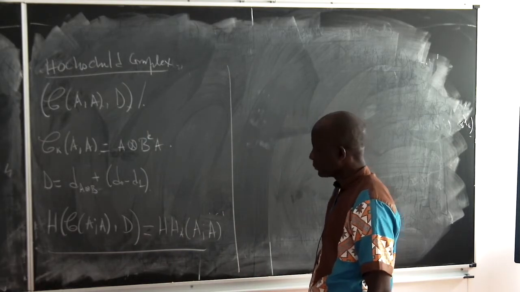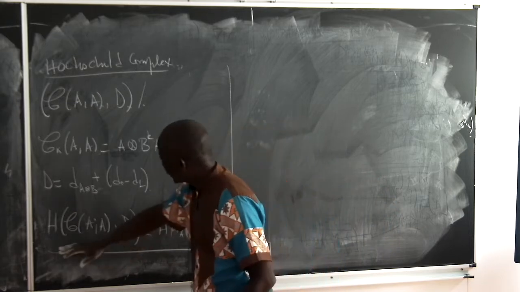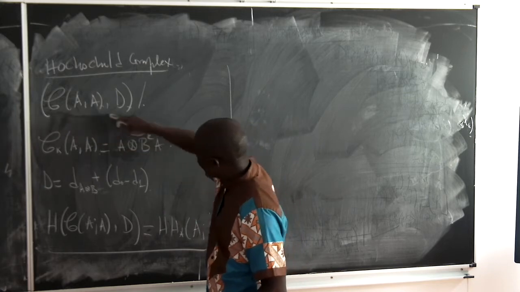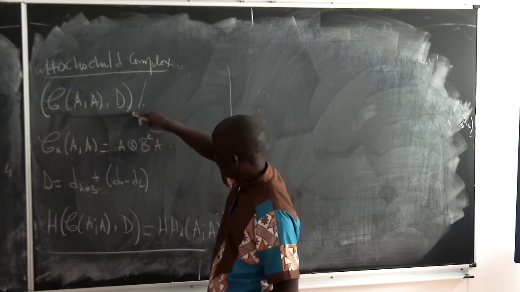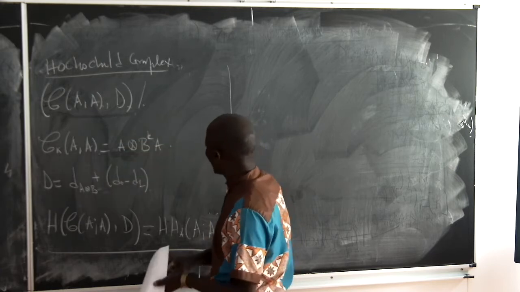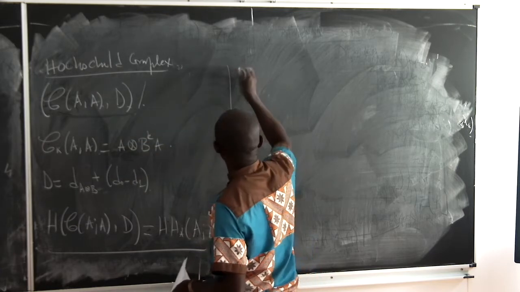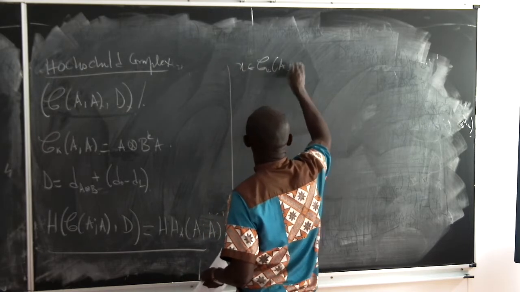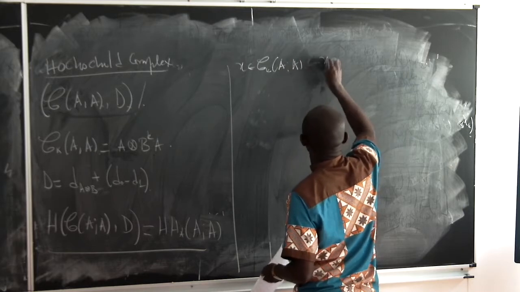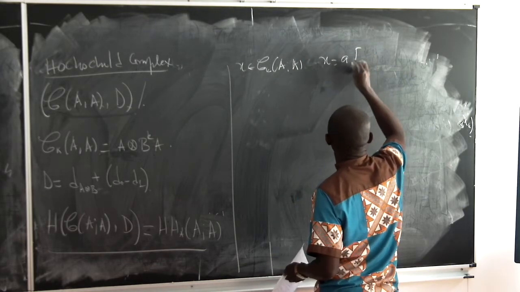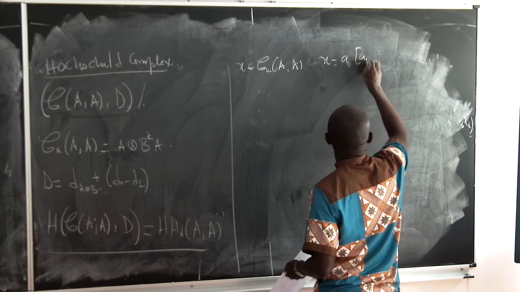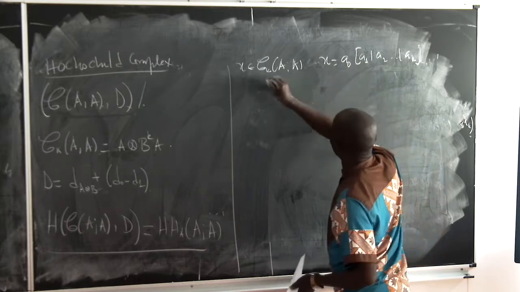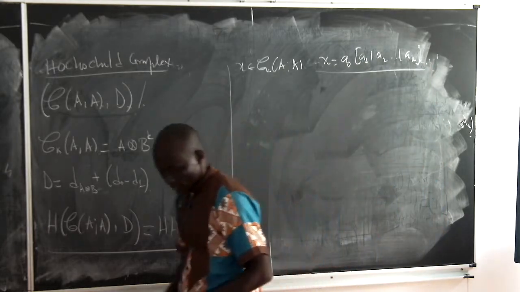Now, the Hochschild homology of A with coefficient in itself is just the homology of this complex here. Of course, a generic element X belonging to C_K(A) is of the form X equal to A0, that's called E0, A1, A2 up to AK.